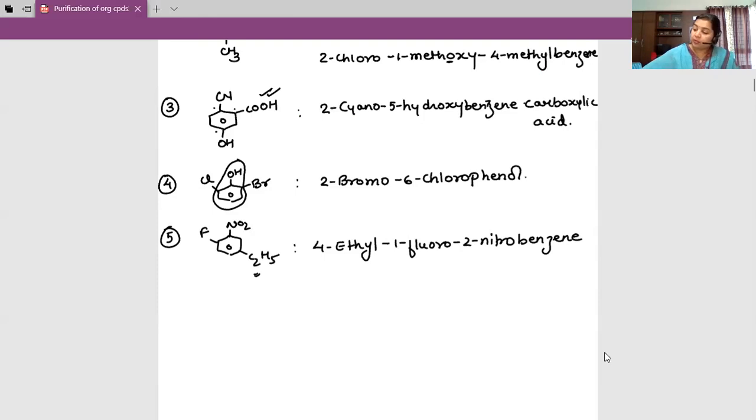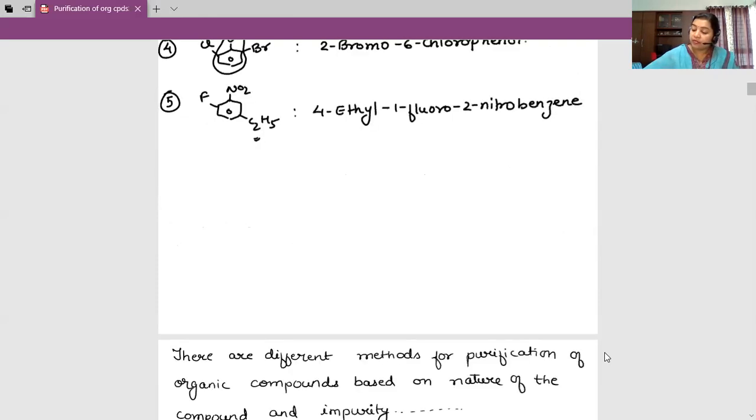I hope I have made my point clear, but always remember, if any side chain in a benzene name is having the important functional group, the preferred functional group, then we don't have to choose. We have to give that side chain as the main parent chain, not the aromatic one.